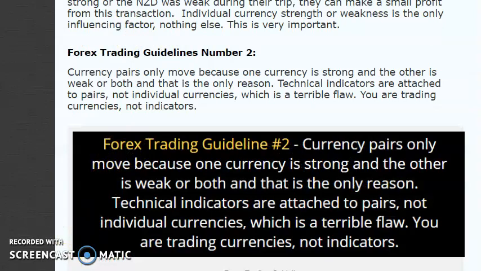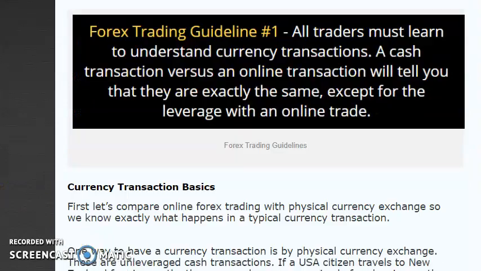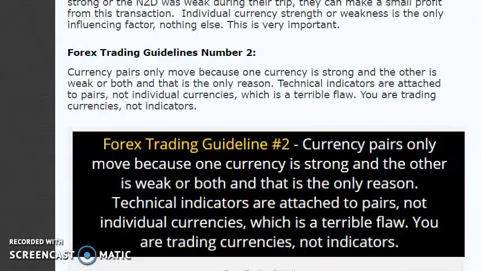And the thing that you have to remember is that it works the same way for a cash transaction or an online transaction. It doesn't matter. So you want to look at the exchange rate, and that's all that you care about. Did the exchange rate go up or down? Did the New Zealand dollar strengthen or weaken? Did the US dollar strengthen or weaken?